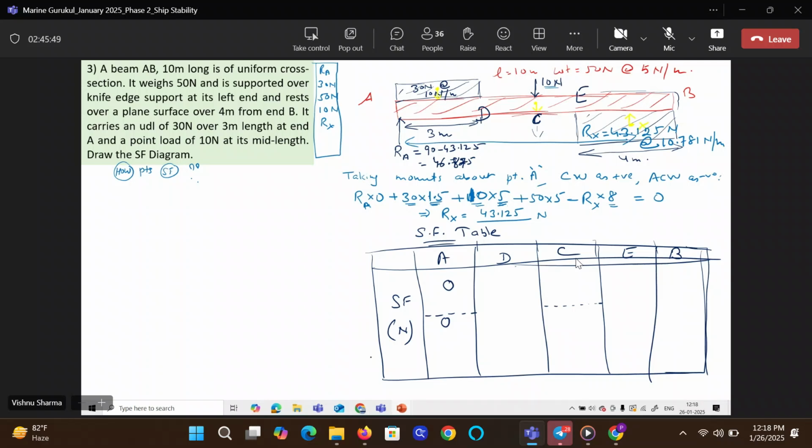So what is the change from just to left of A to just right of A, guys? With sign. With plus sign. 46.875. So it becomes plus 46.875. Very good. I bring forward this 46.875. As I go from just right of A to D, be careful. What are the changes? I can see two changes happening. Can you please identify them?